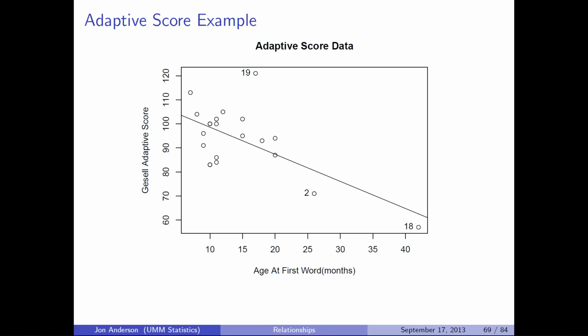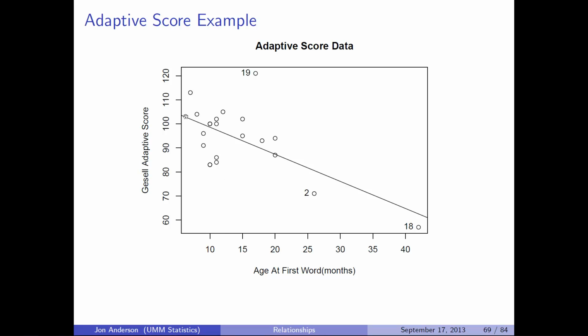In this discussion now, in this example, we're going to be talking about individual cases. The horizontal axis variable is for some children: how long did it take them to say their first words in months? And so this is age at first word. Remember, 12 months would be 1 year of age. And the vertical axis is an intelligence cognitive skill measure, typically used in psychology.